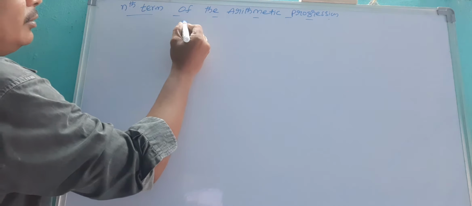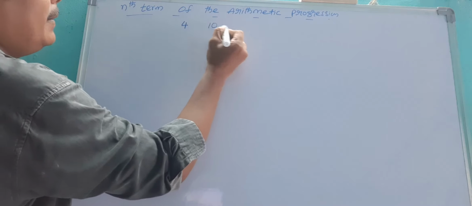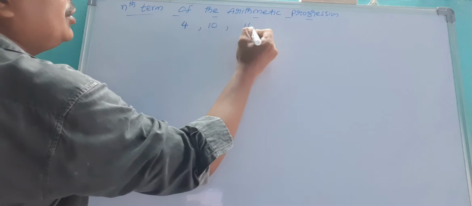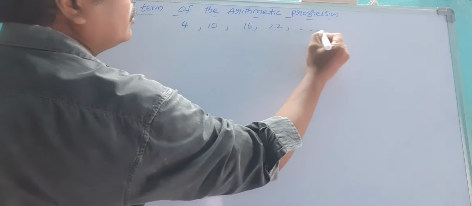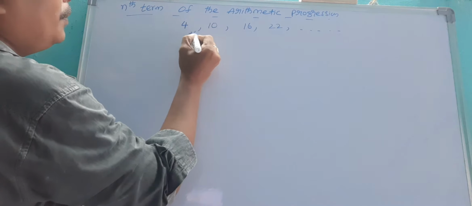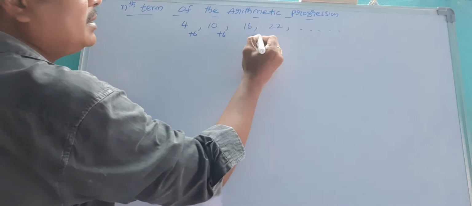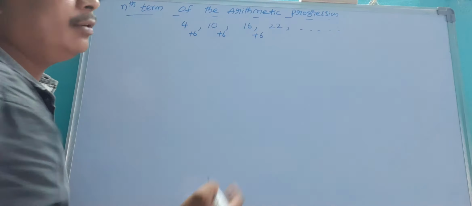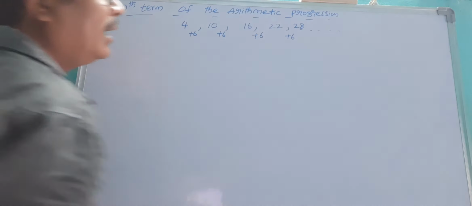Okay, so 4, 10, 16, 22, and so on. Okay, so 4 plus 6 equal to 10, 10 plus 6 equal to 16, 16 plus 6 equal to 22, 22 plus 6 equal to 28, like that.